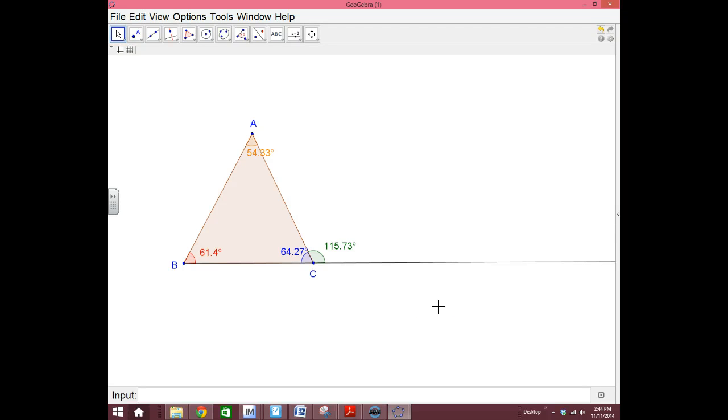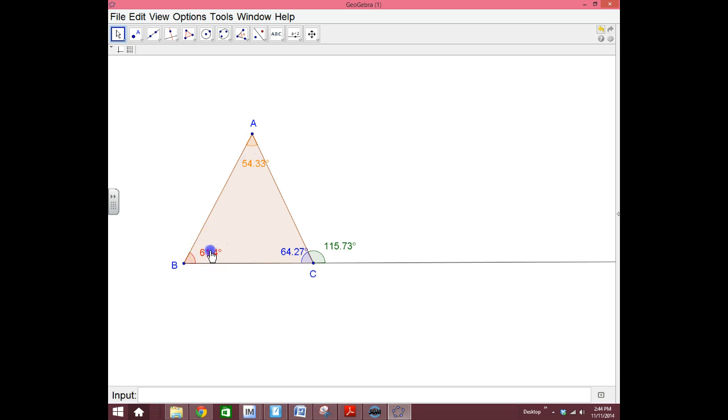Okay, so here's a review video for section 5.3, inequalities in one triangle. They're really just two theorems, three, but really two of them are the same thing, just reversed. The first theorem is actually something we did a long time ago, but now it's an inequality version of it.